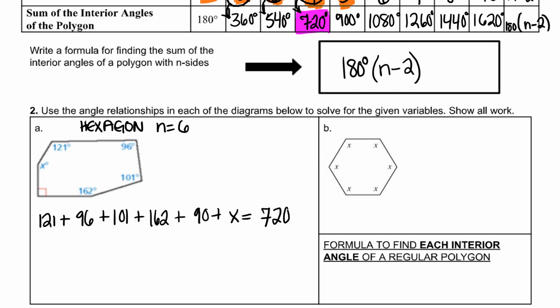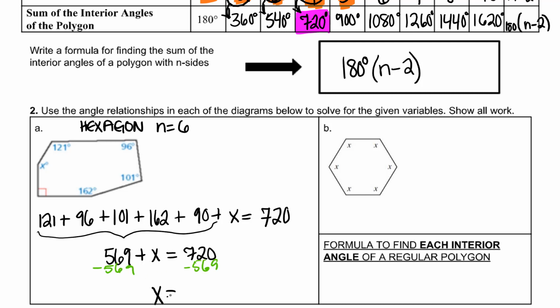We do have quite a few like terms that we can combine. Look at all these numbers. Let's add those up. Those add up to be 569 plus x equals 720. We'll subtract 569 from both sides to get x by itself, which makes x equal to 151. And these are angles, and our units are degrees. So x is 151 degrees.